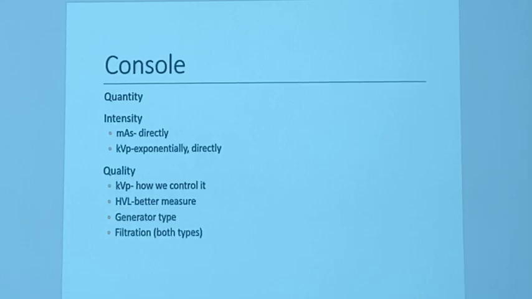So when I was in school, I had a hard time making the leap between intensity and quality. Intensity to me meant power meant KVP. But in this context, intensity just means numbers. So intensity is the quantity, which is directly related to the mass that you use.